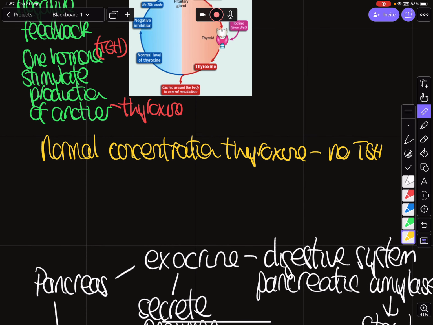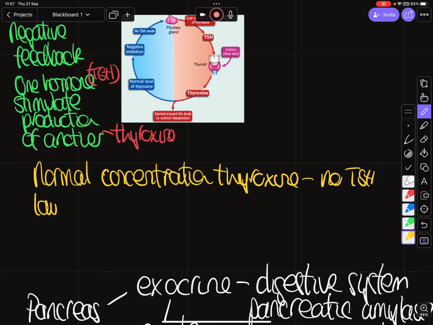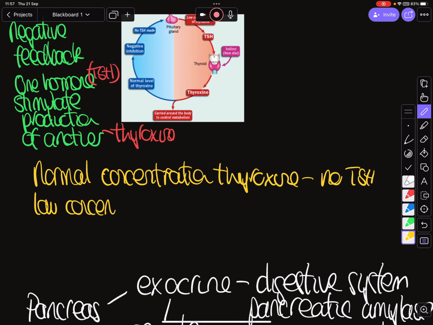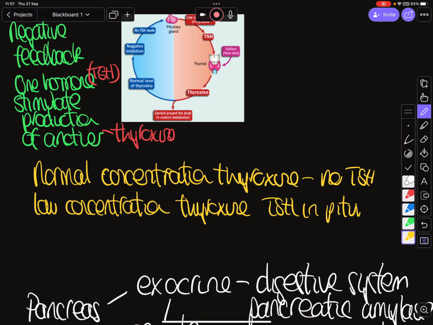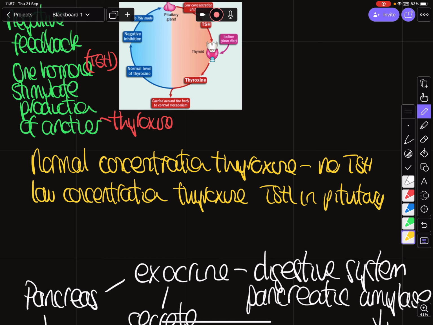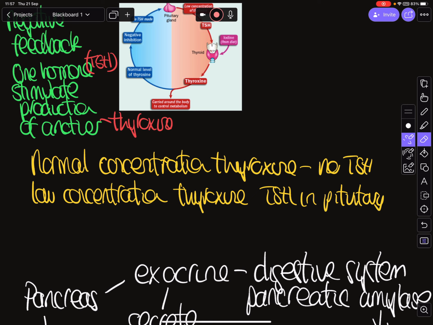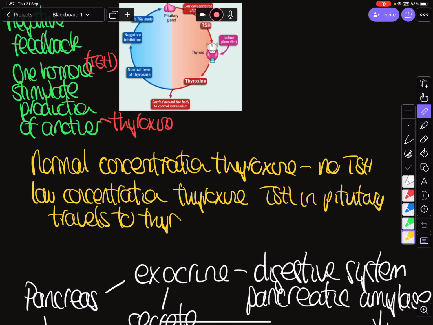But if we have low concentrations of thyroxine, if you have a little look at the picture up here, you are going to get TSH produced in your pituitary, and that's going to travel in your blood to your thyroid, and that is going to stimulate thyroxine production. So low levels release TSH, and it stimulates thyroxine production.